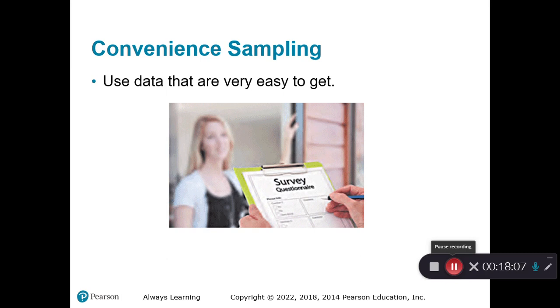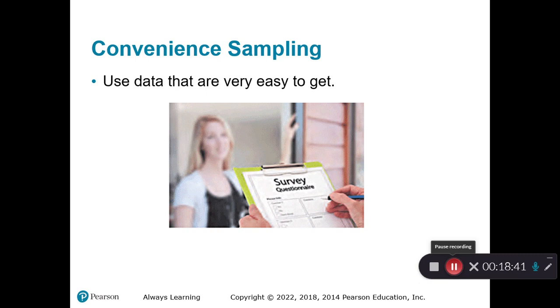Convenience sampling refers to gathering data that's just easy to get to. Surveys are a good example of convenience sampling. If I were to stand outside, let's just say the library on campus, and I just asked a survey question to people as they came out of the library, that would be an example of convenience sampling, because it is very little effort on my part. They're basically just walking out and coming right to me.